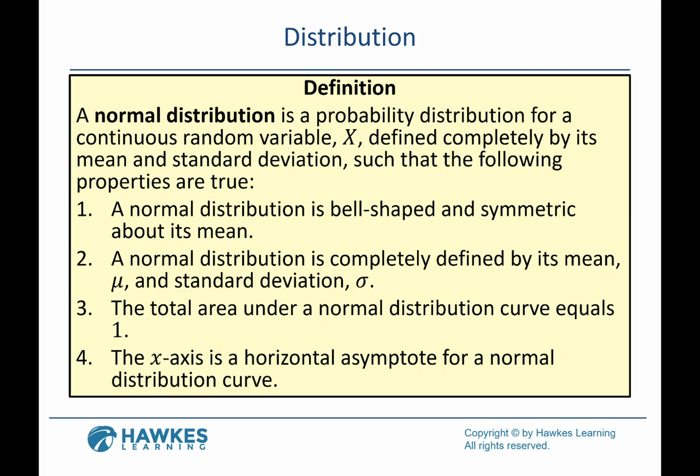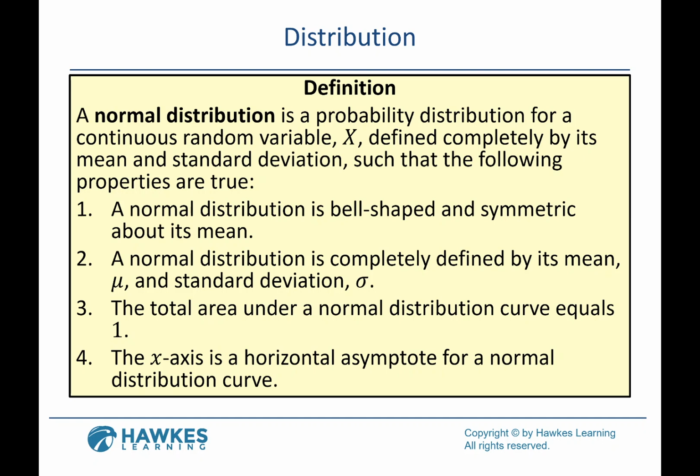Number 3 was our memory booster slide there. It says the total area under a normal distribution curve equals 1. True for any probability distribution. And then number 4, we're getting a little theoretical here, but it says the x-axis is a horizontal asymptote for a normal distribution curve.